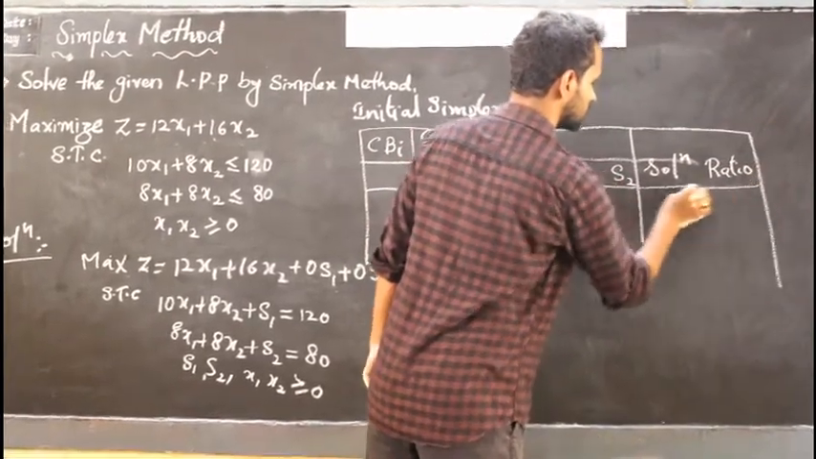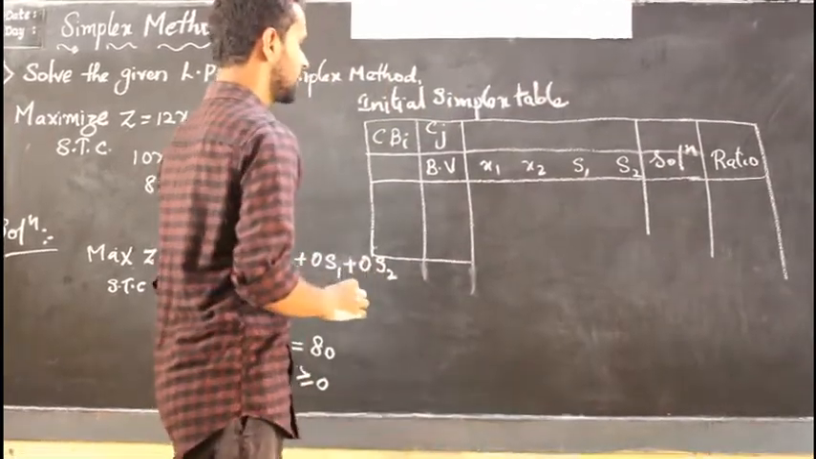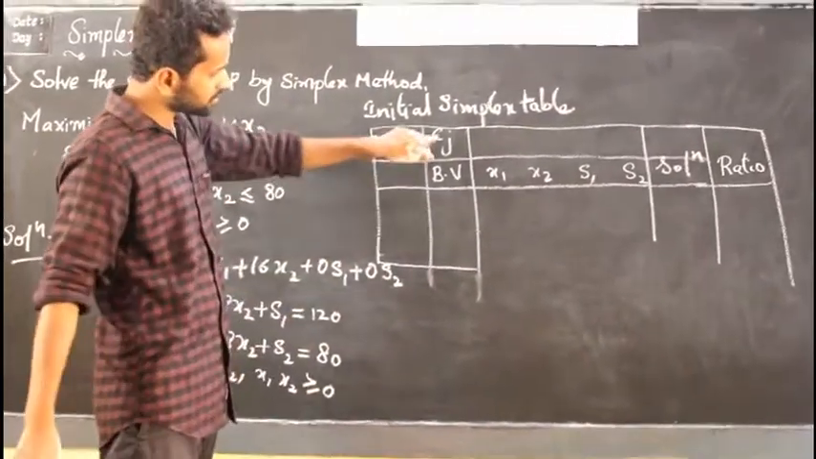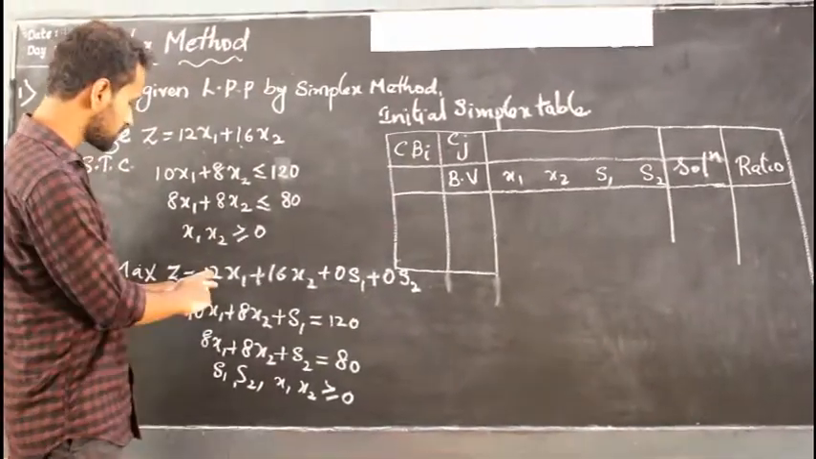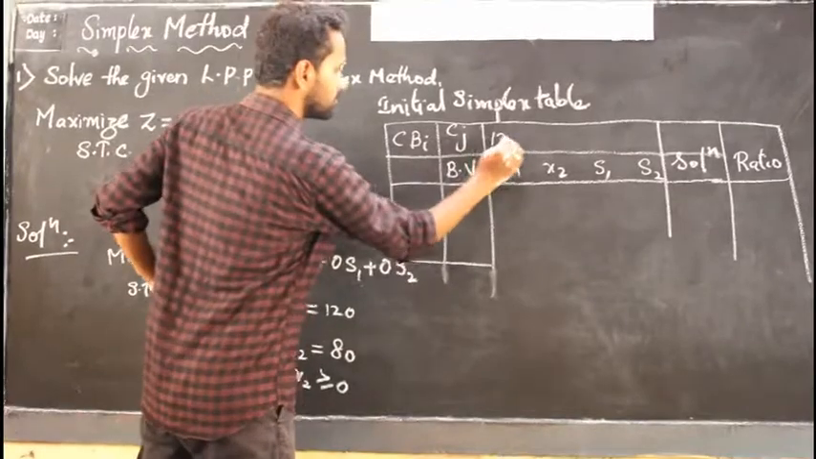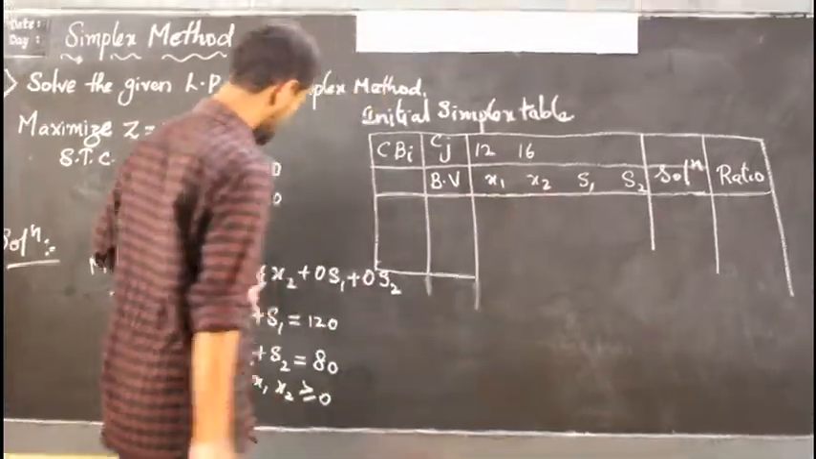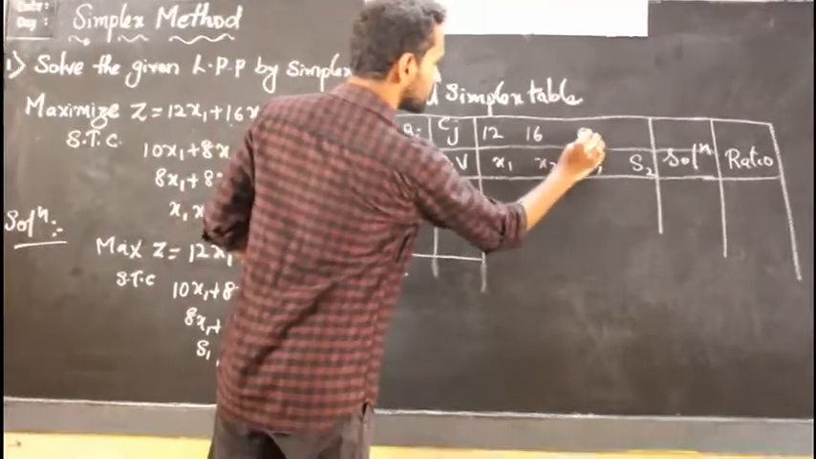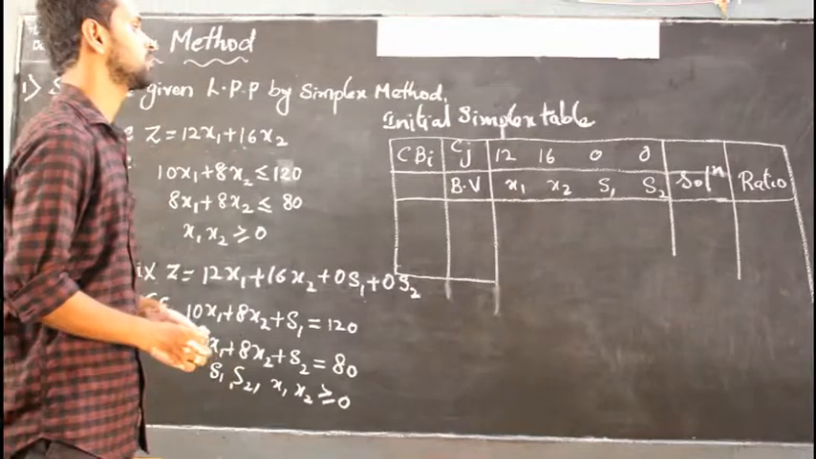So these are the elements in the table. Now let us consider the coefficients from the objective function. The x1 coefficient is 12, the x2 coefficient is 16, the s1 coefficient is 0, and the s2 coefficient is 0. So these are the things we have here.